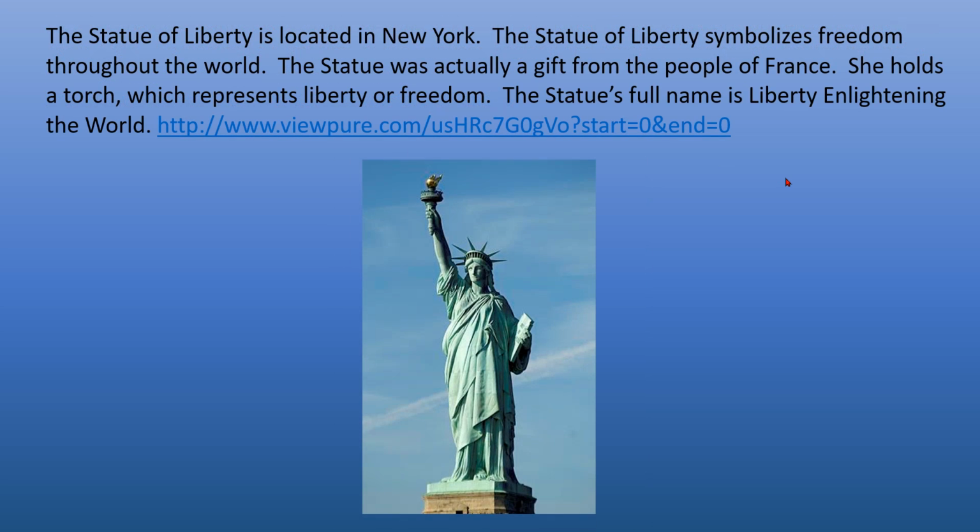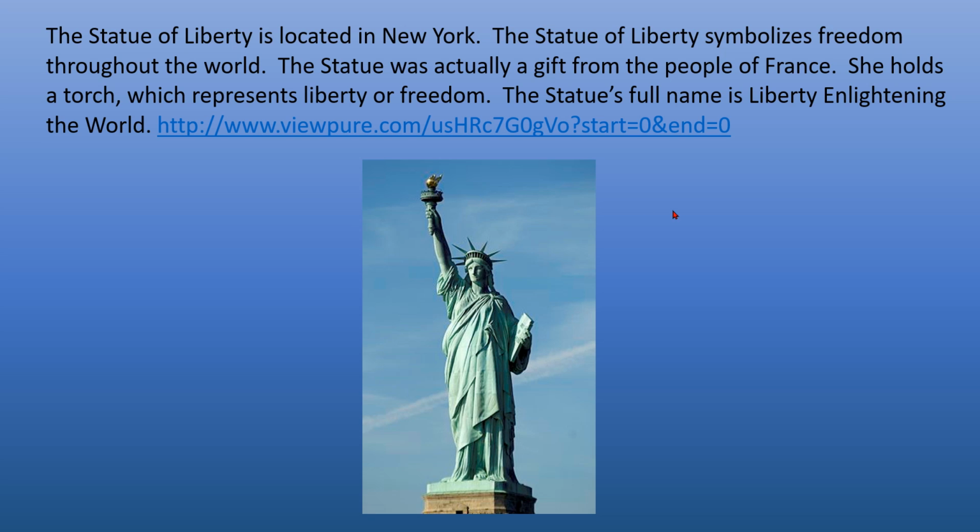Here's another symbol of our nation. The Statue of Liberty is located in New York, far away from us. The Statue of Liberty symbolizes freedom throughout the world. The statue was actually a gift from the people of France. She holds a torch, and that's this right here. Her arm is raised and she has a torch, which represents liberty or freedom.